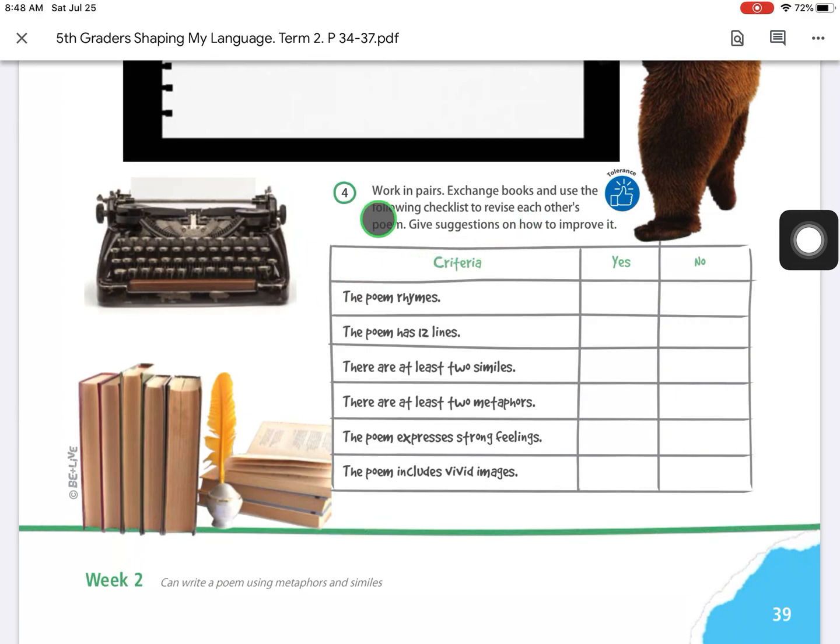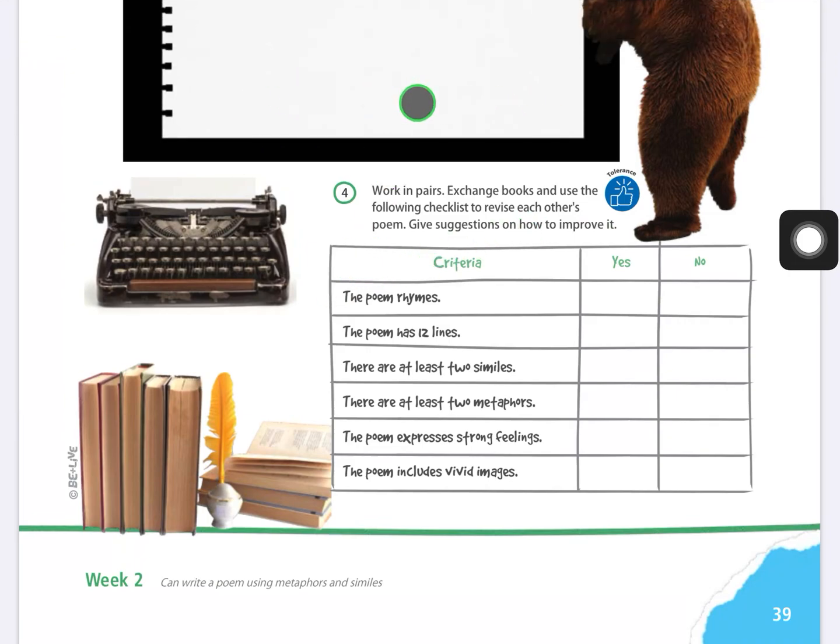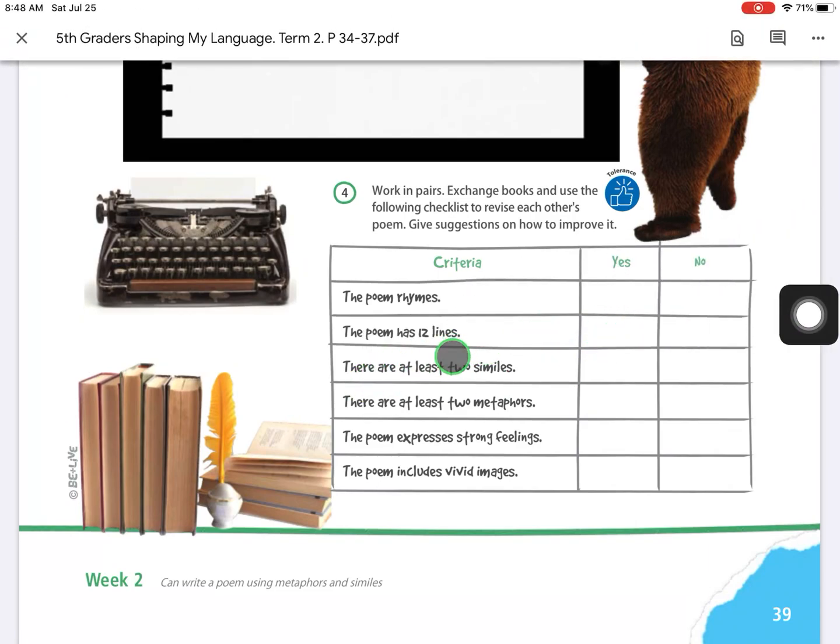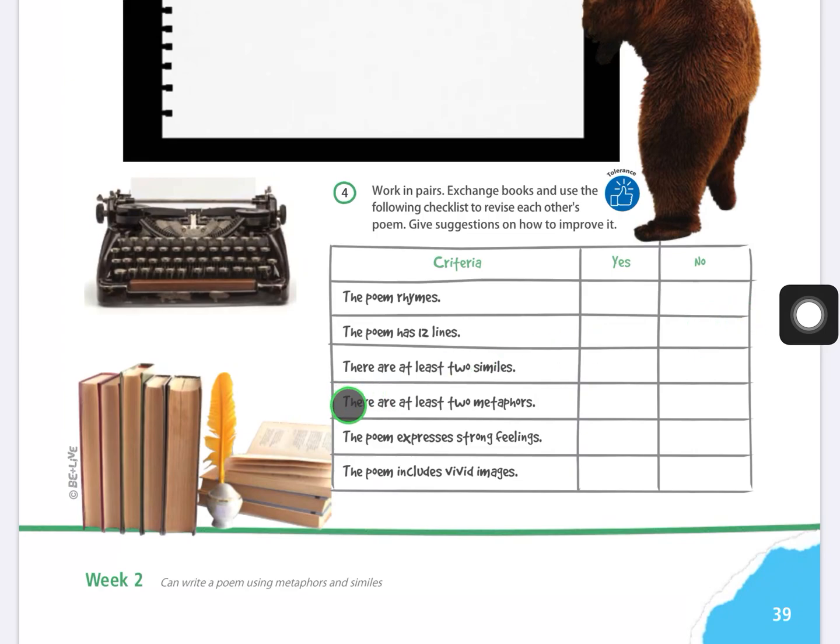to revise the other poems. The poem that you wrote here, you are going to verify, making a checklist with another partner and including, for example: the poem rhymes, yes or no. The poem has 12 lines, yes or no. There are at least 2 similes, yes or no. There are at least 2 metaphors, yes or no. The poem expresses strong feelings, yes or no. And finally, the poem includes vivid images, yes or no.